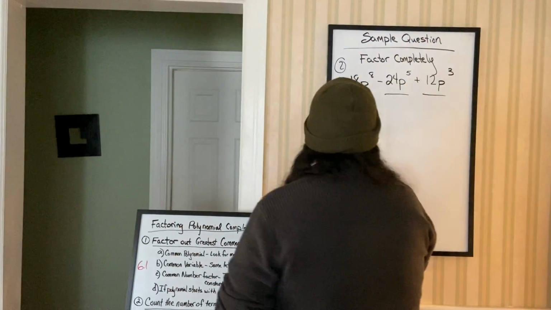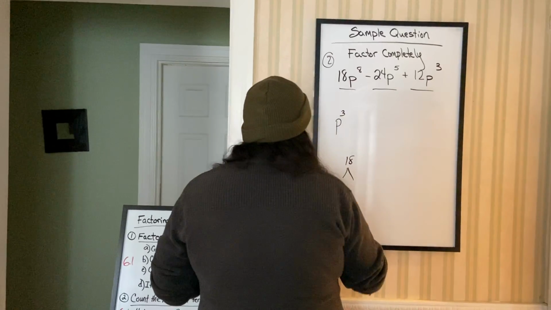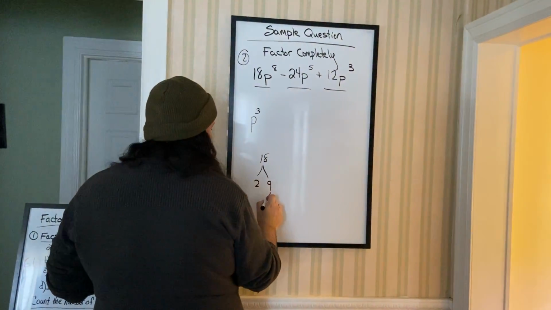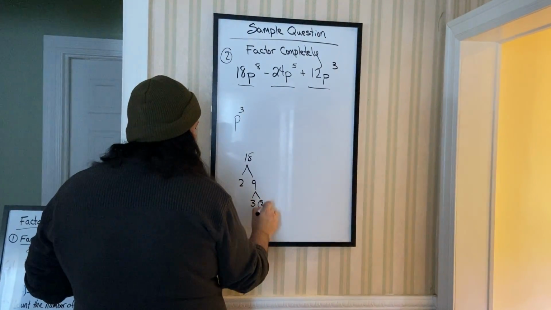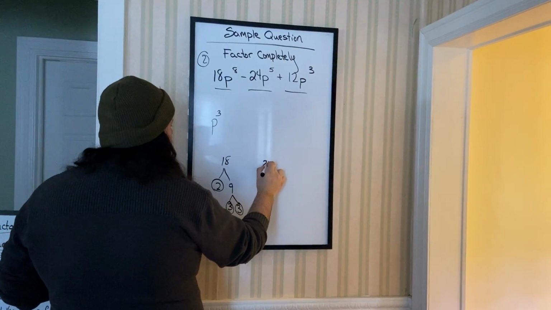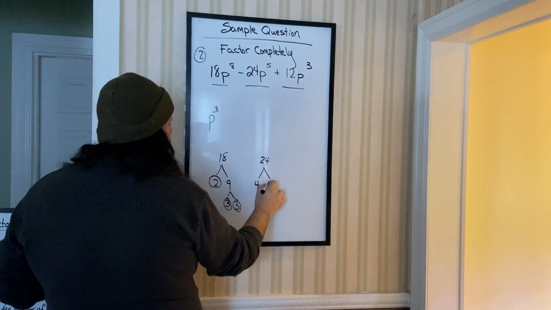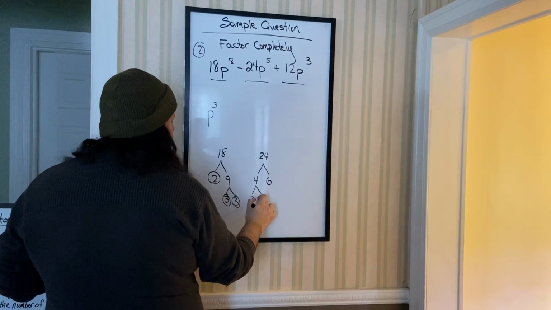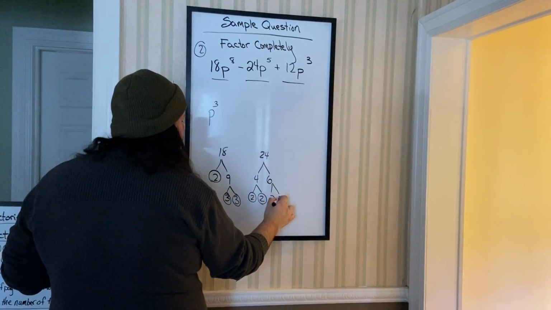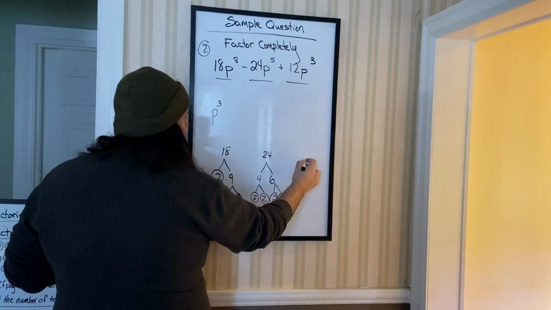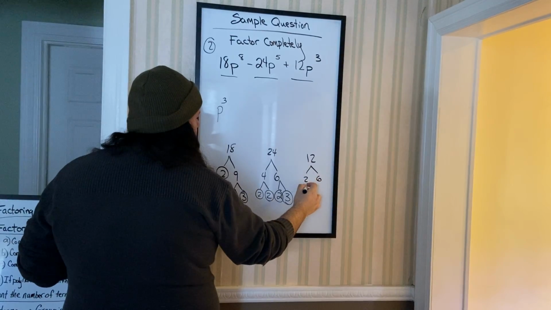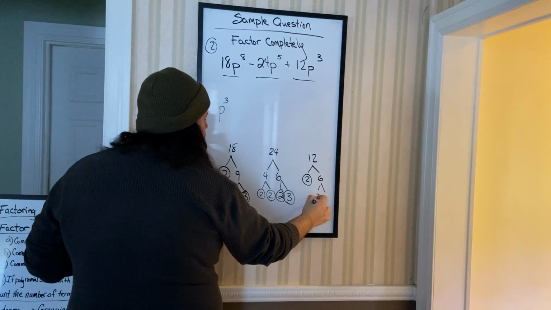So 18, again, it doesn't matter where you start off with. You might do 2 times 9, and then 9 is 3 and 3. What you're trying to do is get all prime numbers. 24, maybe we saw 4 times 6 before, and that means 2 and 2, and 6 is 2 and 3. And then for 12, maybe that was that 2 and 6 you saw, and then 6 is 2 and 3.